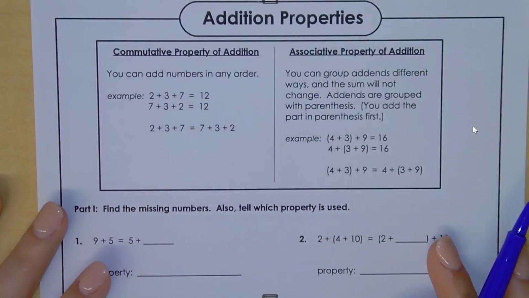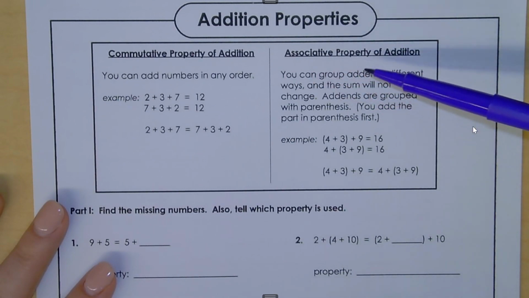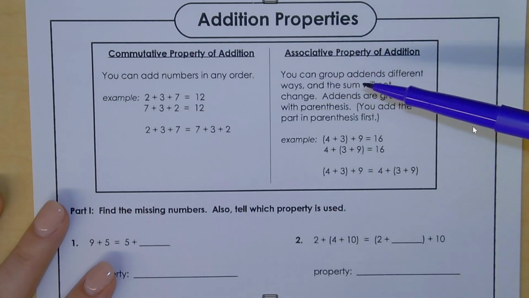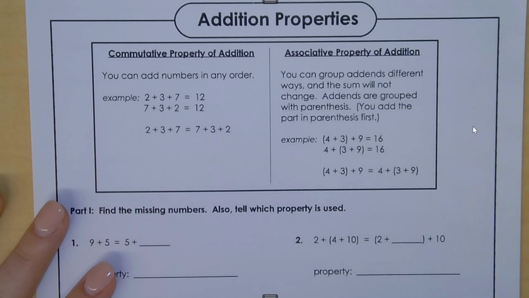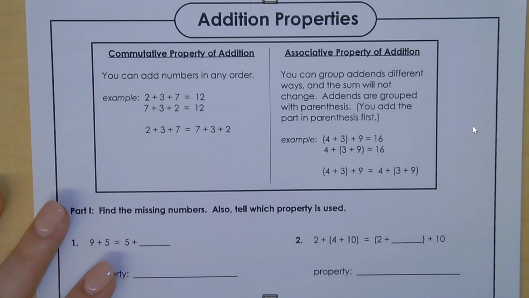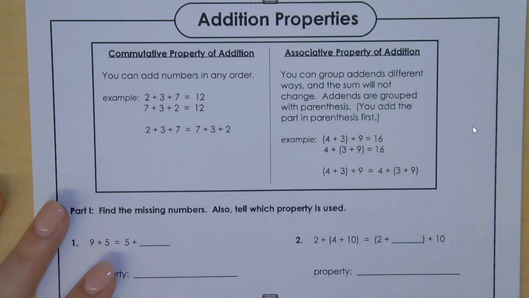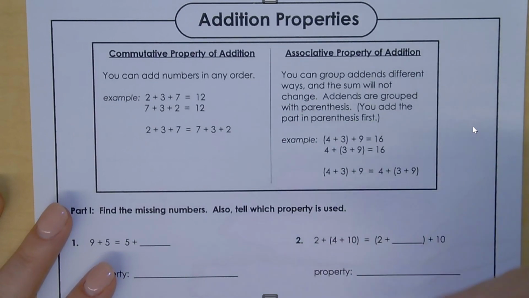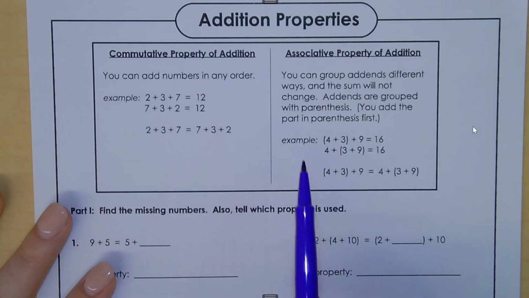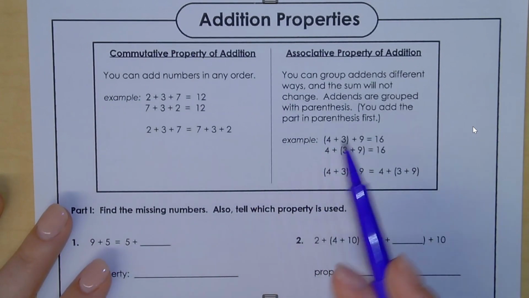Okay. Now, the associative property of addition. You can group add-ins different ways, and the sum will not change. Okay, when they say grouped, they mean put in these little groups by parentheses. Add-ins are grouped with parentheses. And the parentheses in math always tell us that we do what's in the parentheses first. Okay, so if you think about it, it's also just another way of doing a different order of adding these numbers. The sum is not going to change.